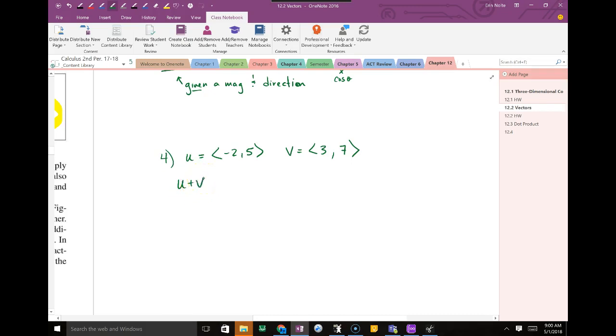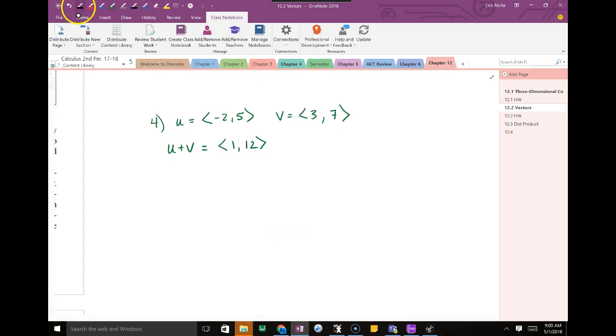Okay, so if I asked you to do u plus v, what would our resultant vector be? 1, 12. It is. Okay, so now watch how I do this graphically.